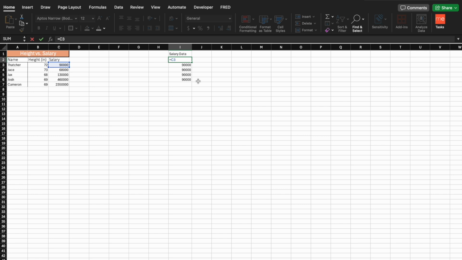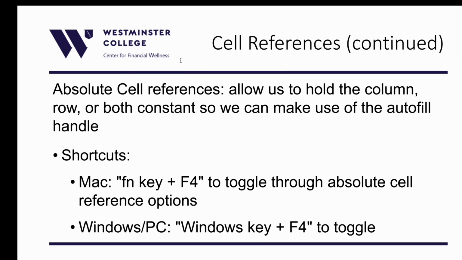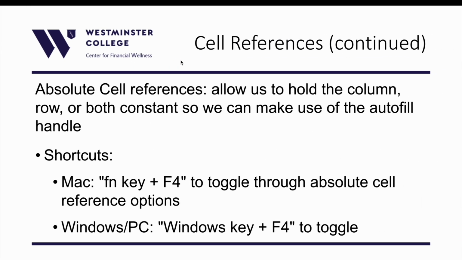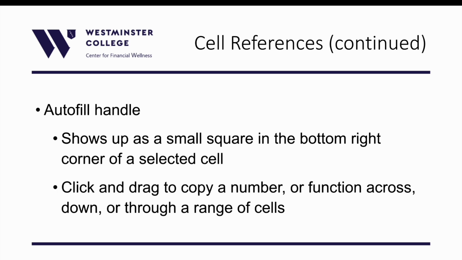So this is the original. I click FN and then F4. That puts absolute references on both. Click it again, just on the row. Click it again, just on the column, and then back to normal. That's just a little shortcut for you.